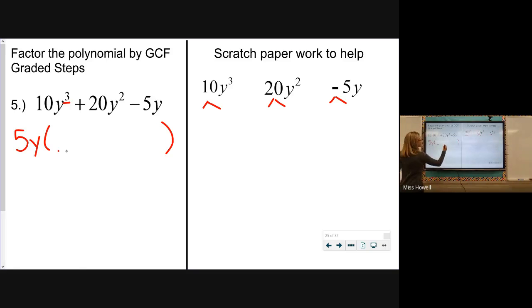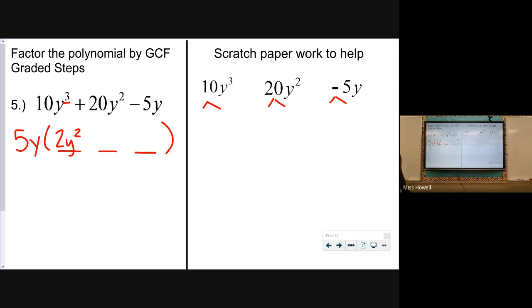Now, here's where you need to be careful. I should have 1, 2, 3 terms. It's a trinomial, so I should have 3 terms left over. I'm dividing each of these individually by 5y. So 10 divided by 5 is a 2. y to the third divided by y would eliminate 1 y, so there's still 2 left over in here.